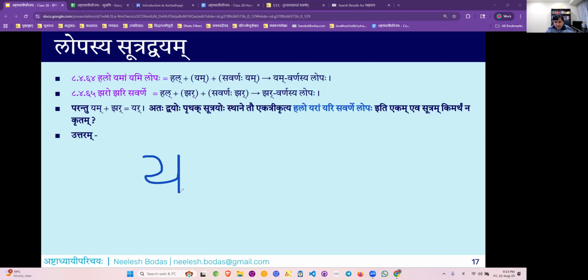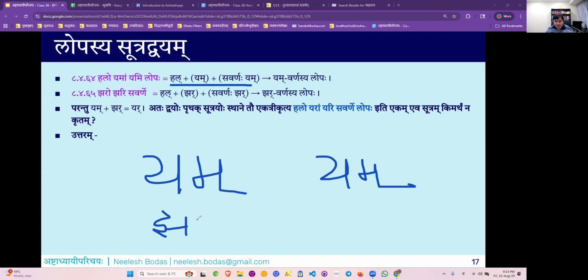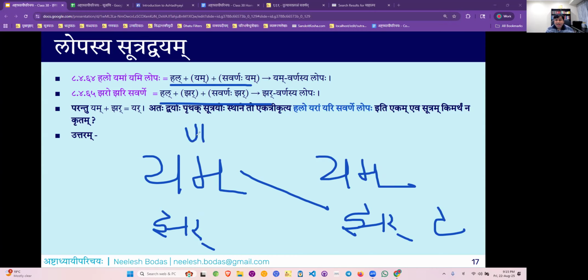Understand that yama mapping to yama is the scope of the first sutram. Jhara mapping to jhara is in the scope of the second sutram. If you combine the two sutras, yama will map to jhara. That is what we don't want. And the example she gave was ta, tha, da, dha, na. Ta is in the jhara. Na is in the yama, and they are savarnas.